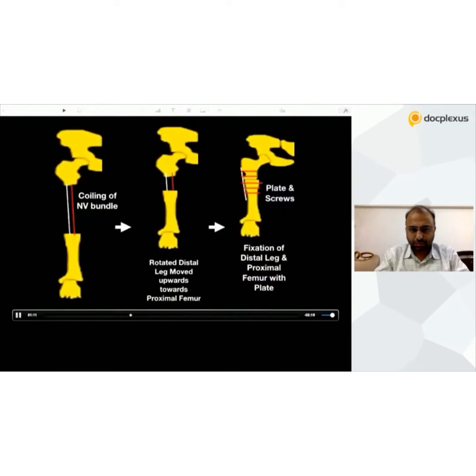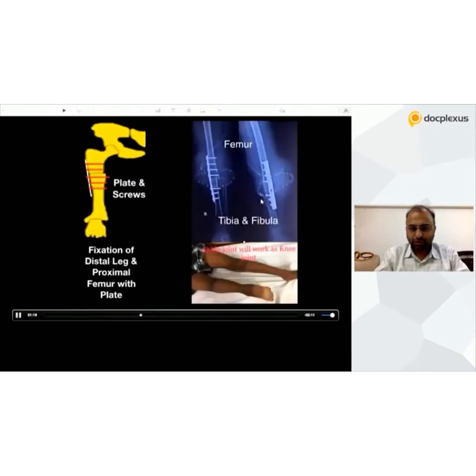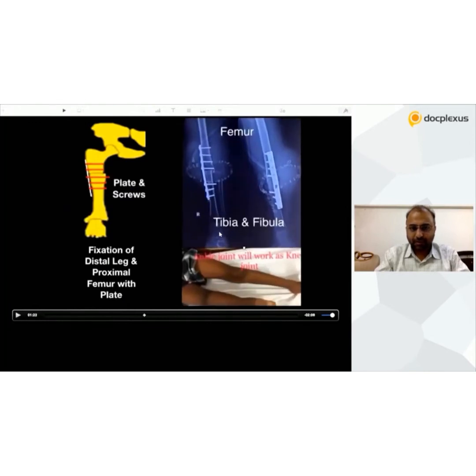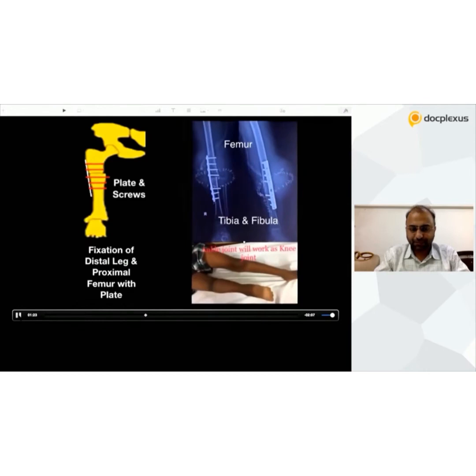We fix the lower part of the leg with the femur with the help of plates and screws. This was the post-operative radiograph of the patient, and the tibial part is fixed with the femoral part. And this was the clinical picture of the patient.